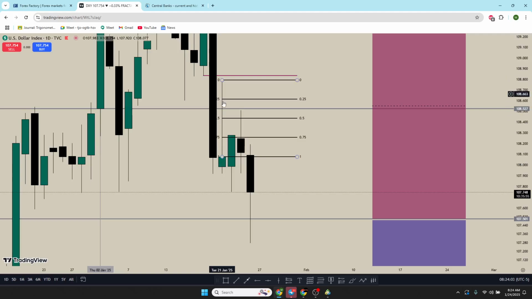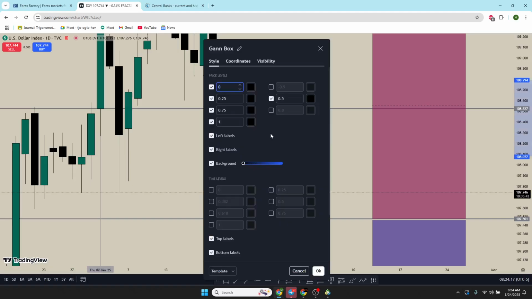But as you can see, when I get my gradients again of this wick, Thursday we opened and we traded up into that 50% of the wick. All right, I'll draw that out, and you'll see that on a smaller time frame.